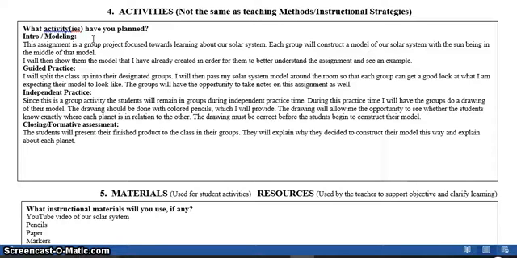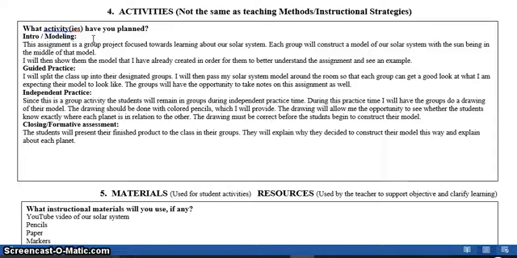First of all, this project is focused towards learning about our solar system. So each group will construct a model of our solar system with the sun being in the middle. And then I will already have a model created for them, so I'll show them my model, and that way they can understand what it's supposed to look like, how big everything's supposed to be, just what I am expecting of them for this project.